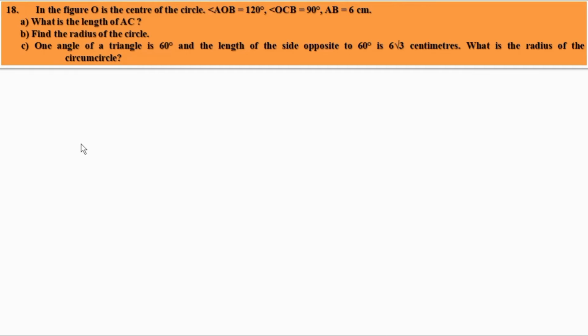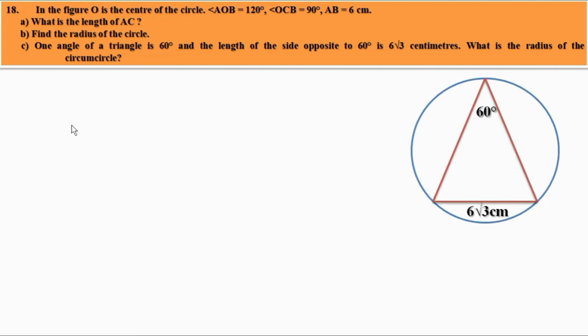Now the third part of the problem. One angle of a triangle is 60 degrees and the length of the side opposite to 60 degrees is 6 root 3 centimeters. What is the radius of the circumcircle? Let us first draw a figure. One angle is 60 and the side opposite to that is 6 root 3. We need to find the circumradius.